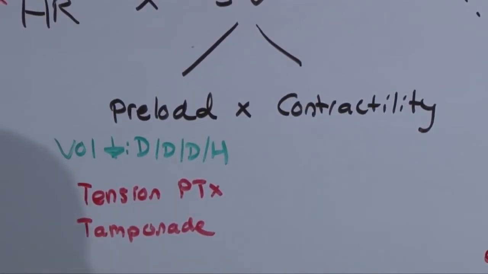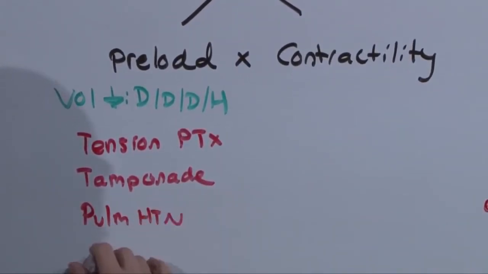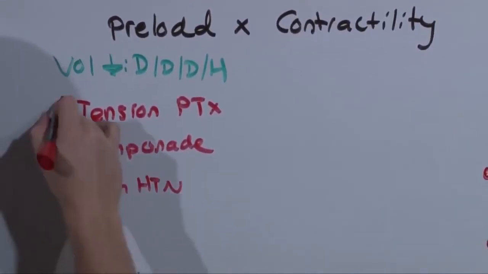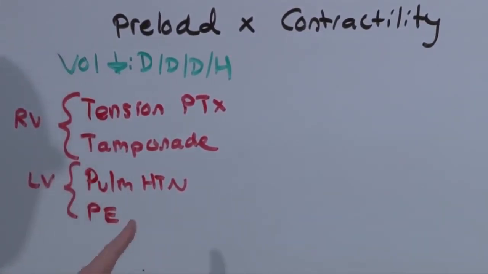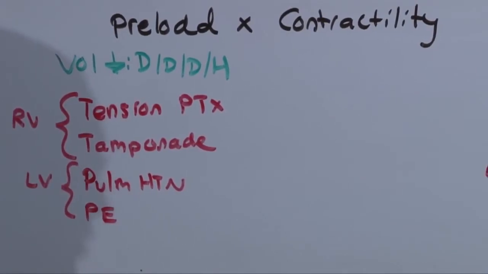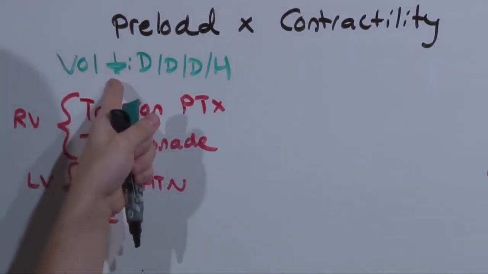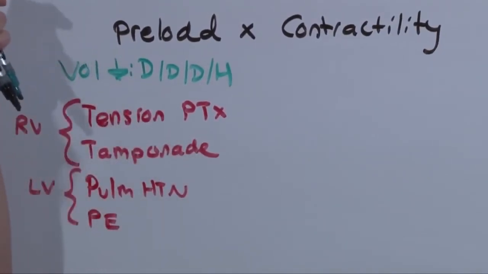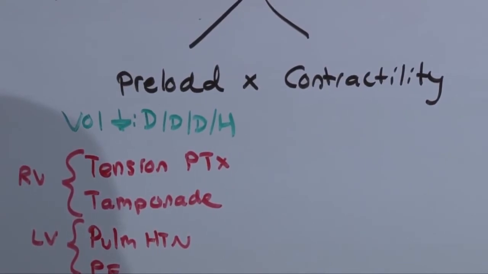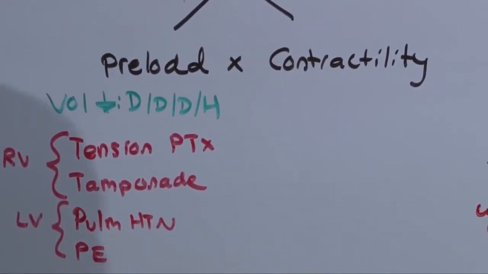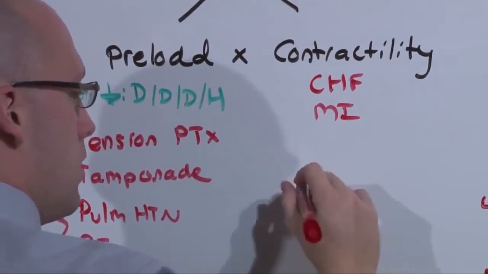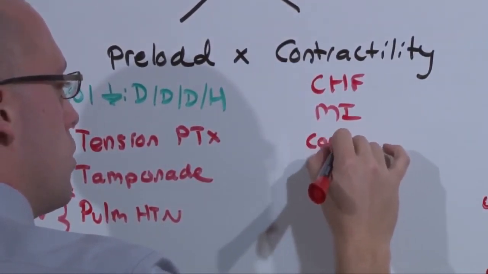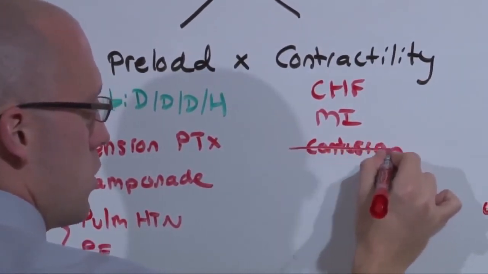Things that prevent filling of the left ventricle are going to be pulmonary hypertension and a pulmonary embolism. These 4, by the way, are obstructive shock. The green is hypovolemic. The heart rate in red was cardiogenic. And we finish with other causes of cardiogenic shock under contractility, which are going to be essentially CHF, MI, and myocardial contusion. You, as a medicine doctor, will not see myocardial contusion. That's in severe trauma.